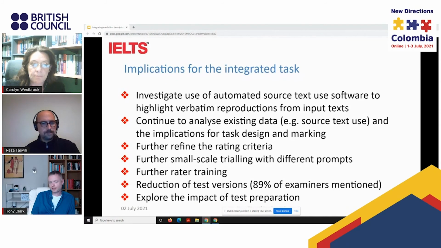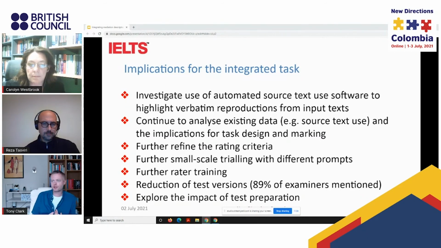So the writing tasks we showed you were based on a small sample of prompts. We need to see how that worked with a wider range. We want more rater training, as I mentioned, 4 hours. We need more than that. That was purely for trialing purposes. We want to take it further.